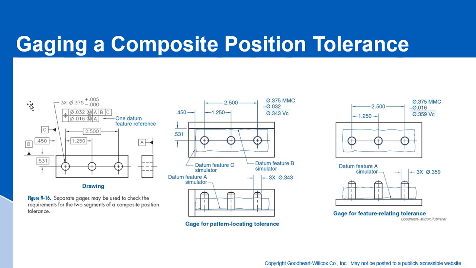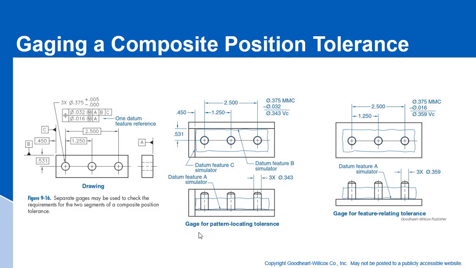Okay, so here we have our composite positional tolerance. We have 32 thousandths at MMC to A, B, and C. We've got a simple prismatic part. From the datums and the basic dimensions, we can establish the tolerance zone framework.